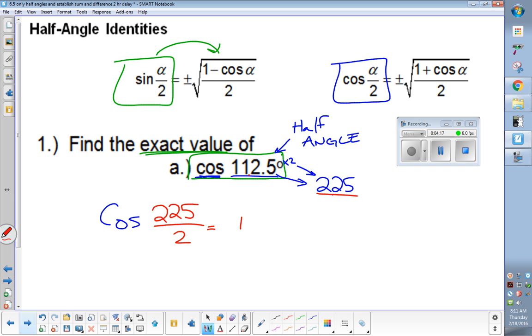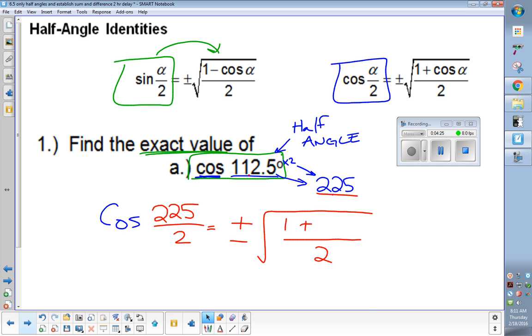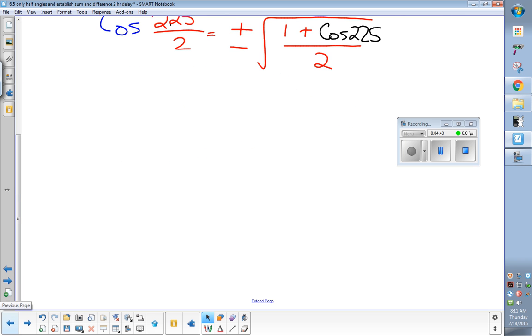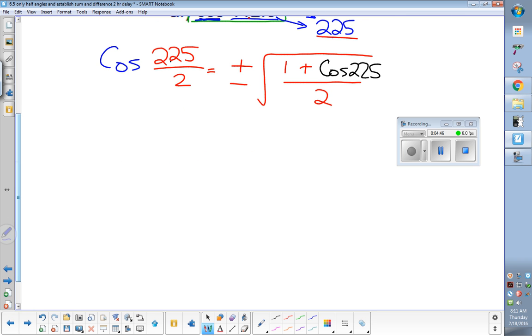It's going to be equal to either plus or minus. It's not both. Square root of 1 plus, right here we're going to fill in what cosine of 225 is. Okay, that's what's going to go right there. So, looking at my unit circle, I'm going to 225 degrees. I'm doing cosine. So my problem will look like this now. Plus or minus square root of 1 plus cosine of 225, which is a negative radical 2 over 2, all over 2.